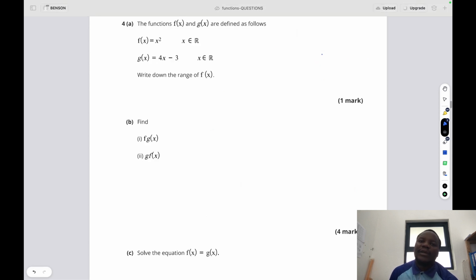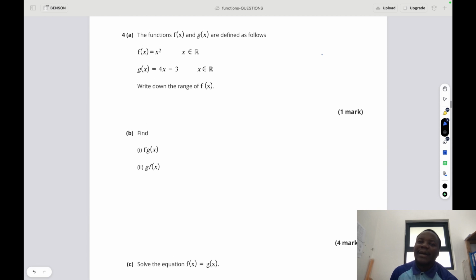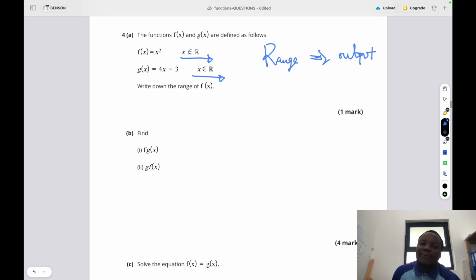Okay, so let's look at the last example here, which is a very nice, easy question. They've given us the functions f of x and g of x defined by f of x equals x squared, where x, which is the domain, is a member of real numbers, and g of x is equal to 4x minus 3, where x is real numbers. Write down the range of f of x. Remember, range is simply the output. It's just the output when we put the numbers from the domain.